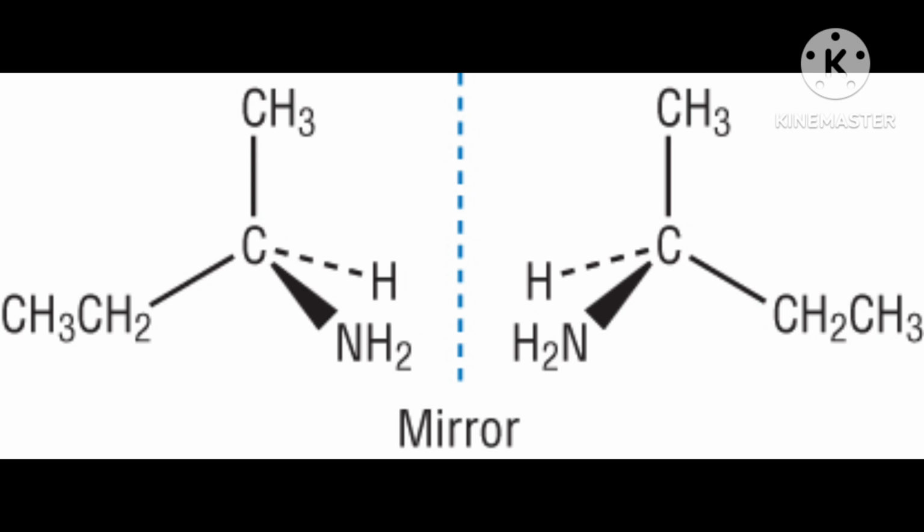Remember it: laevo. If molecules rotate the light to the left, they are called laevo. L means laevo, L means left. The other one is dextro. Dextro means D, rotating to the right direction. D means dextro, and L means laevo.